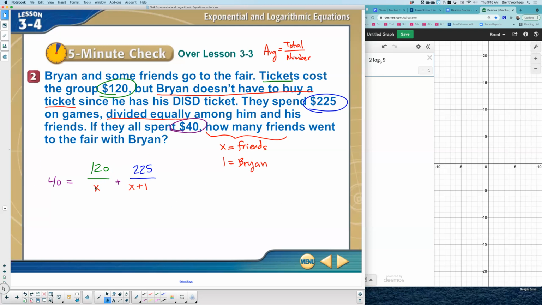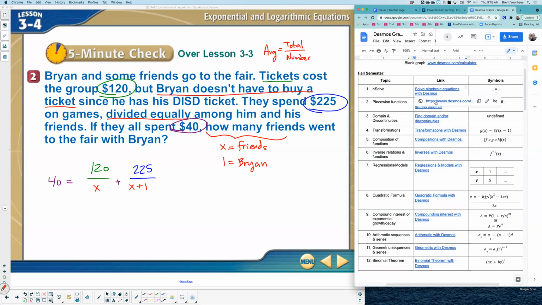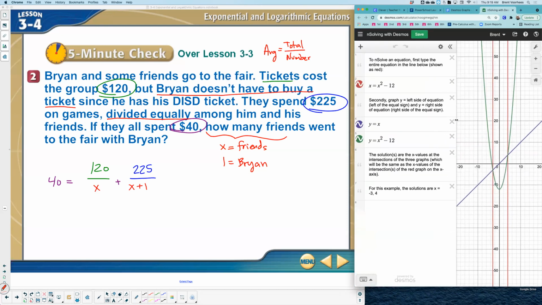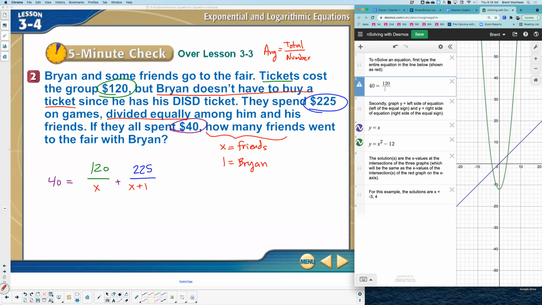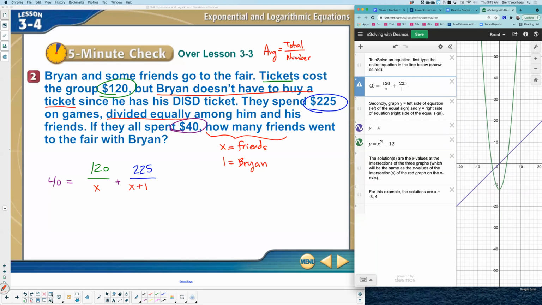Now, this is just an insolve. If you want to do it that way, if you want to multiply by the denominators, you could. I'm going to use my insolve calculator. So go here, insolve. The way the insolve calculator works is it says first, type the entire equation in the line shown as red. So 40 equals 120 divided by X plus 225 divided by X plus 1.